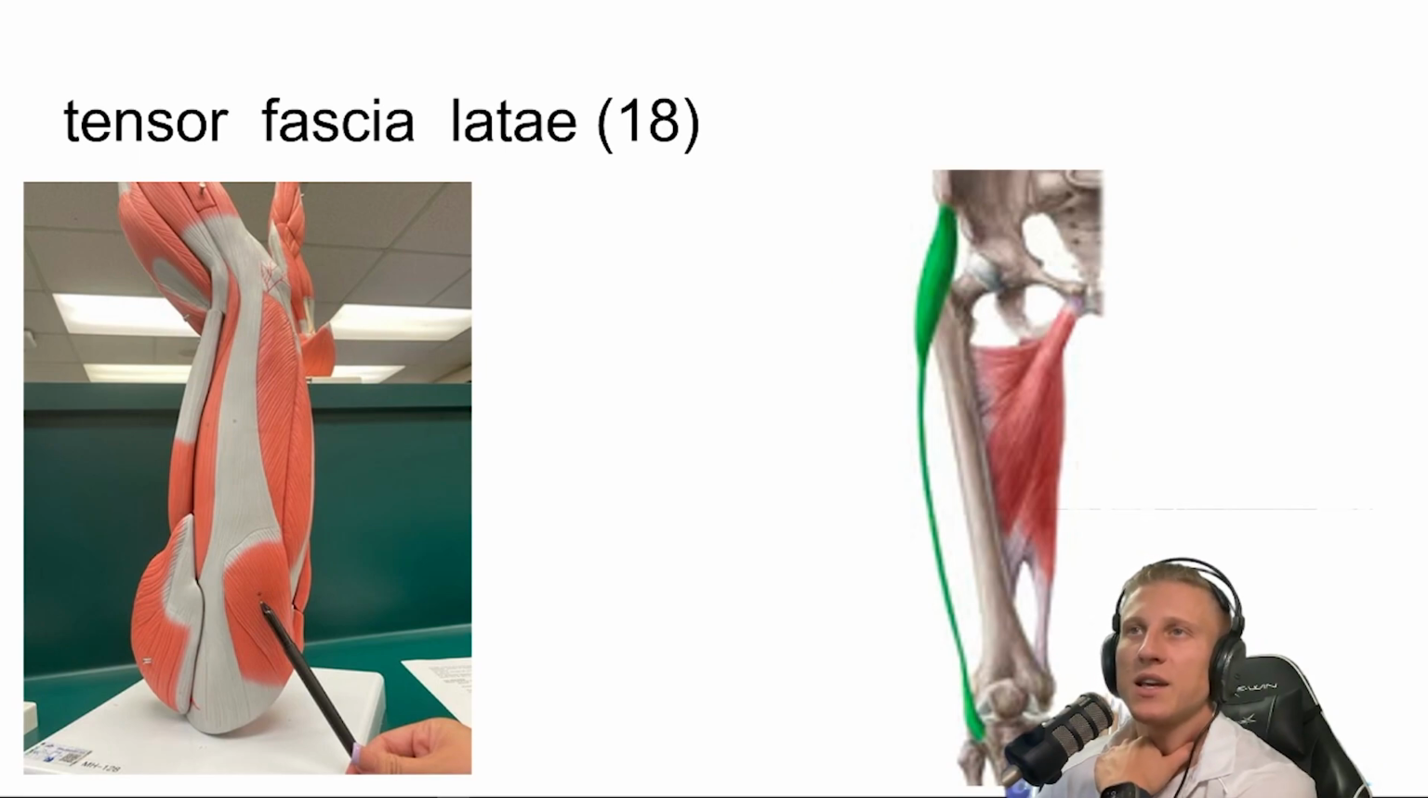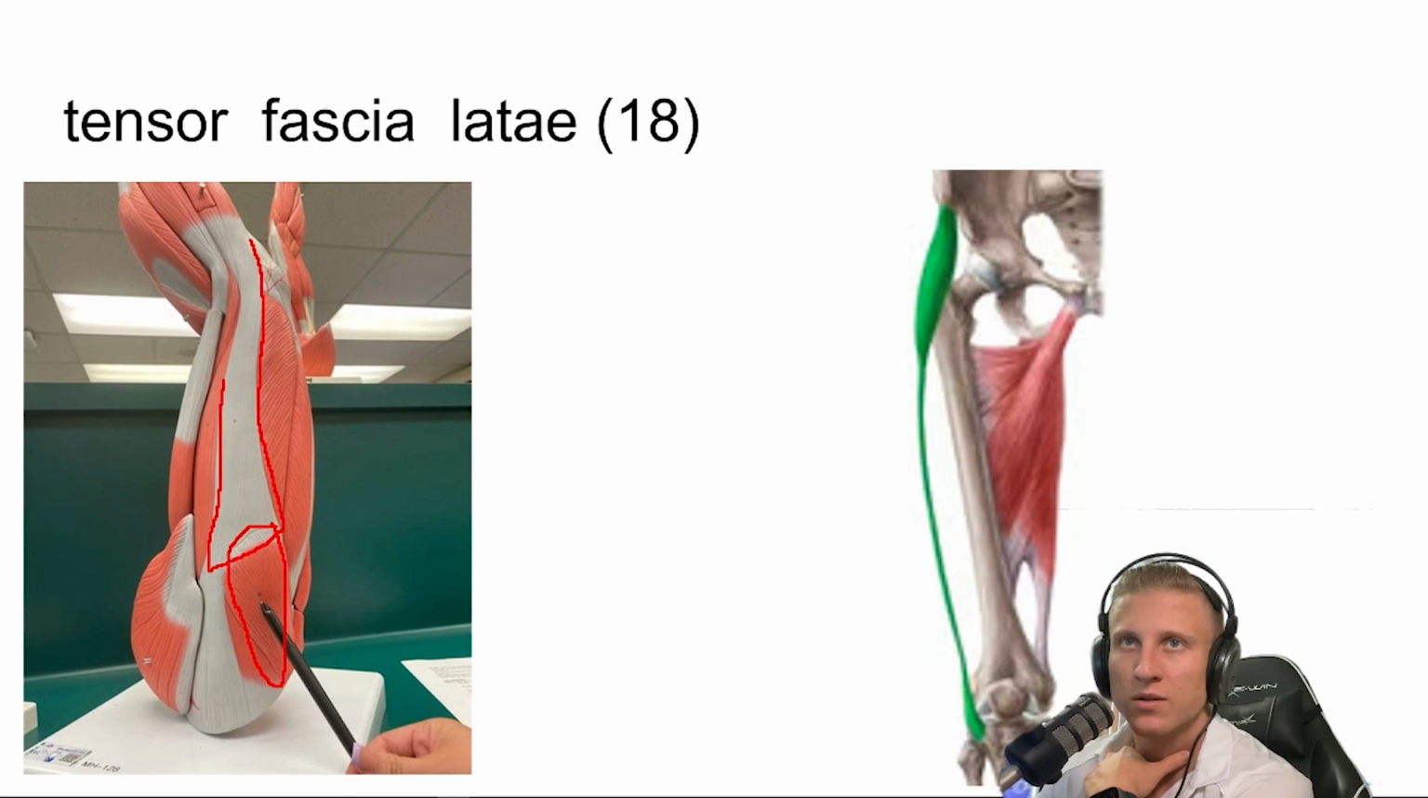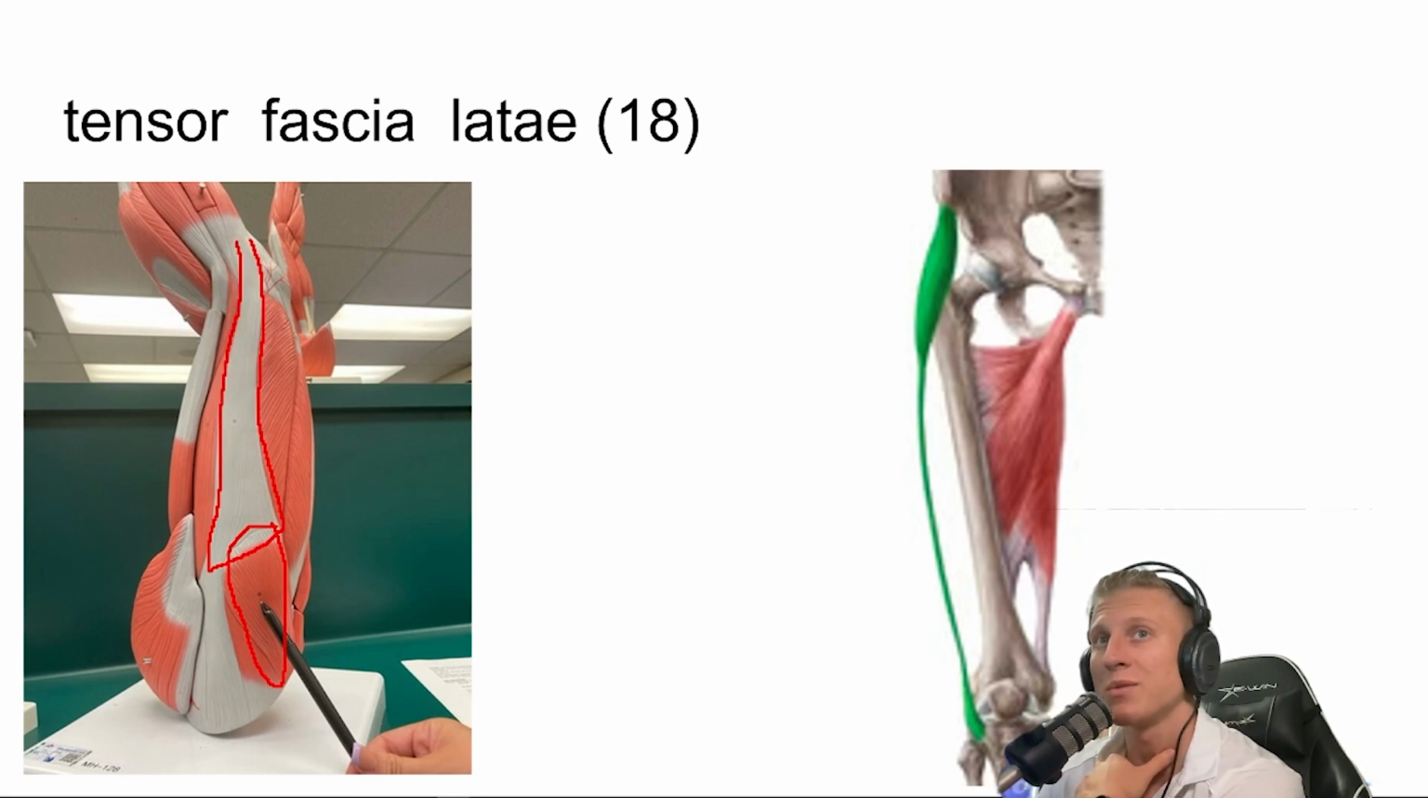Tensor fascia latae. Okay, this is correct. So it is this muscle belly right here. And then this long band that we see right here. That was probably one of my best lines. Is the IT band. Okay, I was mentioning earlier. IT band.